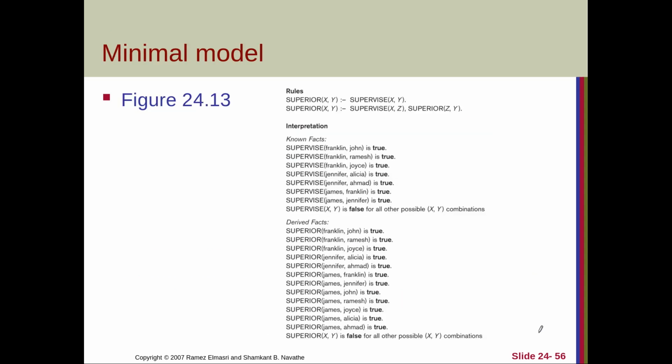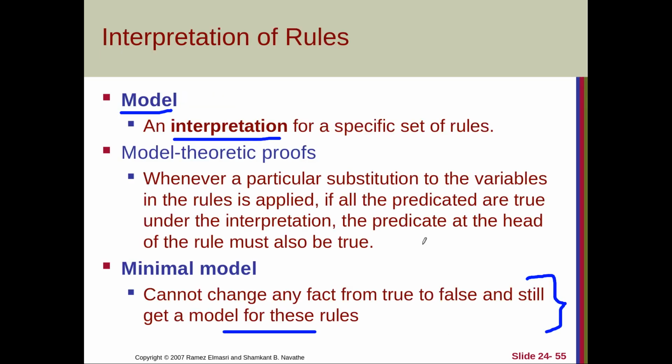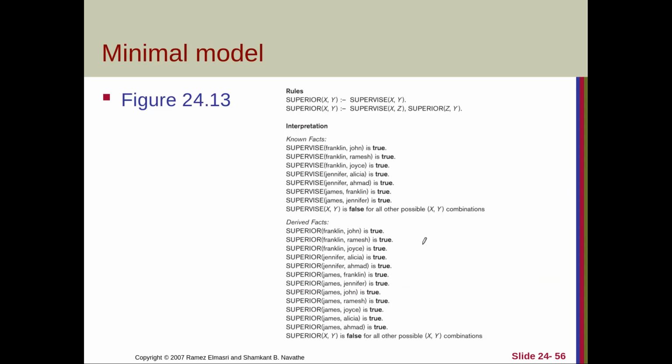So we will see one minimal model, an example almost similar to the previous case itself. We have some rules available: superior of x comma y if and only if supervised x comma y; superior of x comma y if and only if supervised x comma z and superior of z comma y.